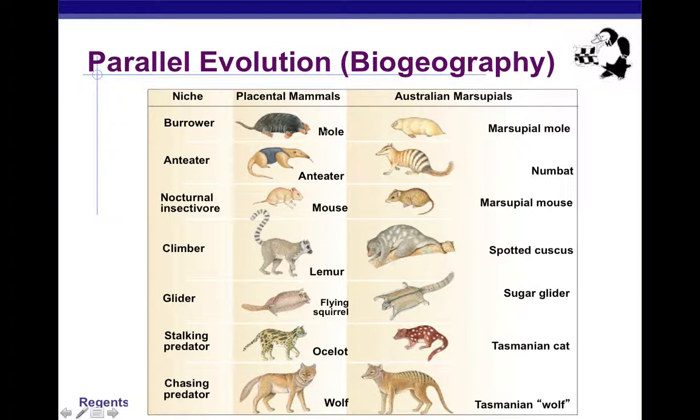So again, to repeat that, the environment was very similar, and because the environment was similar, these mammals evolved similarly to adapt to that environment, to become more successful in that environment.